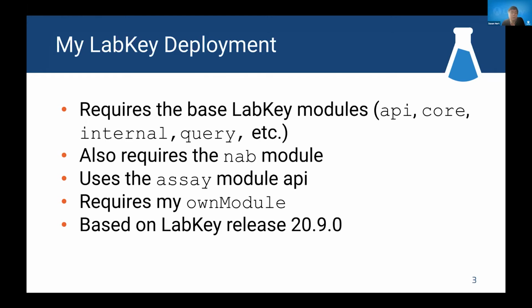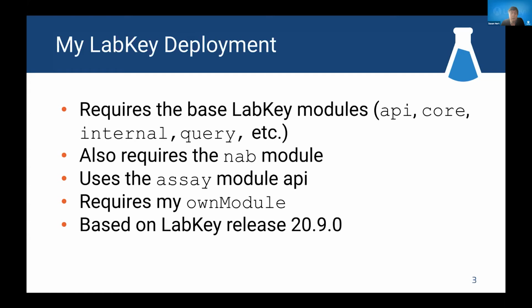This is the example that I'm going to use throughout the presentation. It's just a simple LabKey deployment that requires, first of all, the base LabKey modules, the things that any LabKey server deployment needs in order to function: API, core, internal, query, things that you're very familiar with. In my instance, I also am going to require the NAB module. I'm doing some kind of assays, neutralizing antibodies. And I also want to use the assay modules API. And then I'm writing my own module. And just to ground it more specifically, I'm developing this on the 20.9.0 release of LabKey.